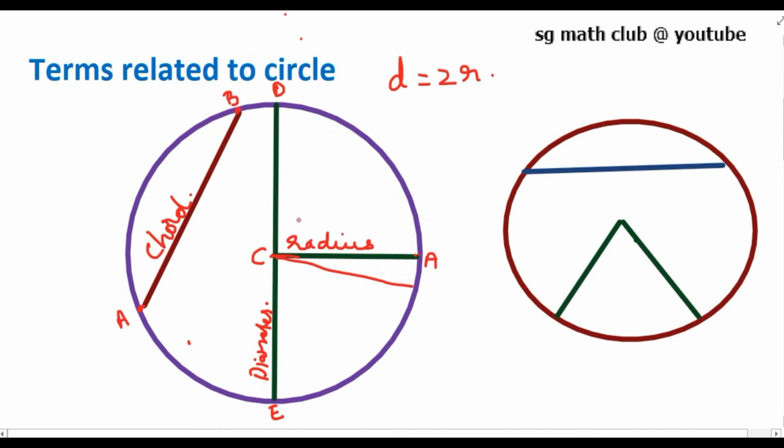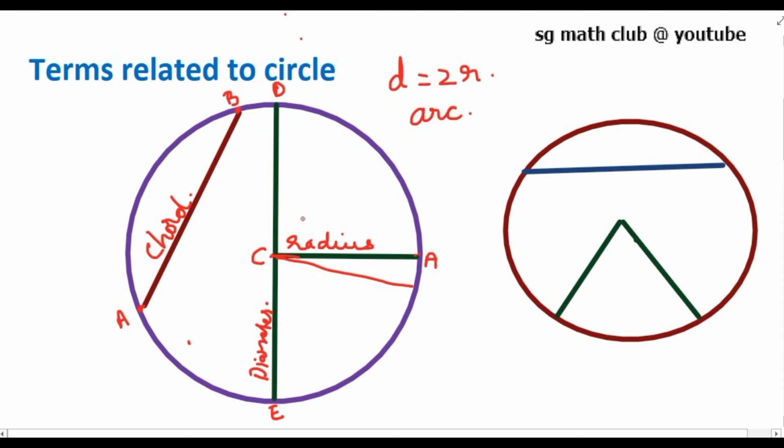So diameter is a chord of the circle. It is the largest chord or the longest chord of the circle, and the diameter passes through the center of the circle, and the relation between radius and diameter is twice the radius. Now next, the next term related to circle is arc.